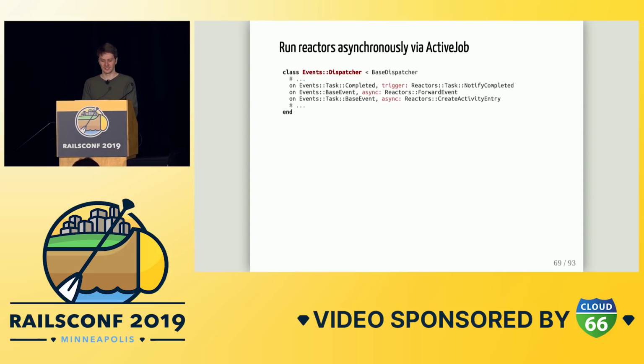You can also pretty easily decide to run a reactor asynchronously. You just have to switch that keyword argument from trigger to async, and that will queue a job, that Active Job, Sidekiq in our case, will perform. And basically right now on Drip, I think that about three quarters of our events run asynchronously.